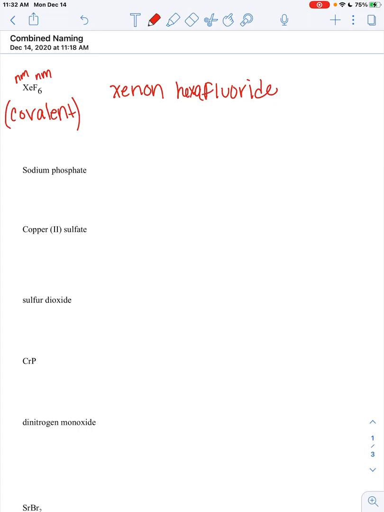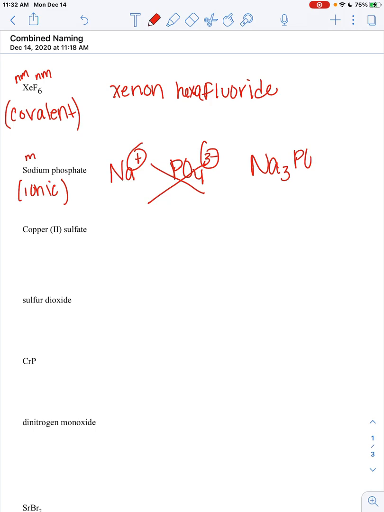The next one is a name. We're going to write the formula, but first we need to figure out if it's ionic or covalent. Sodium is a metal. Phosphate is a polyatomic ion, so this must be ionic. Sodium gets a +1 charge. Phosphate is on our polyatomic chart. It's PO4 3-. We crisscross, and we get Na3PO4. And if you want to have parentheses around phosphate, you can, but it's not mandatory.